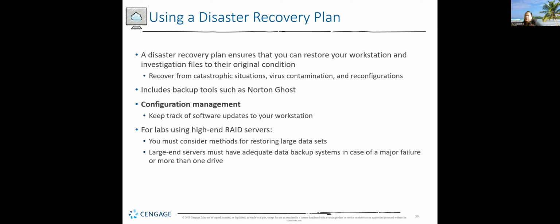It includes backup tools such as Norton Ghost. Yeah, you can still use Ghost, but there's other tools out there like Acronis True Image. I'm trying to think of this off the top of my head, but I just can't right now, guys. I'm just really exhausted.